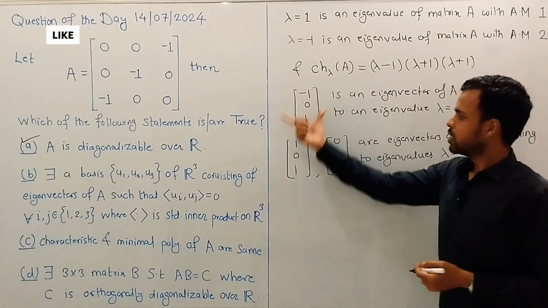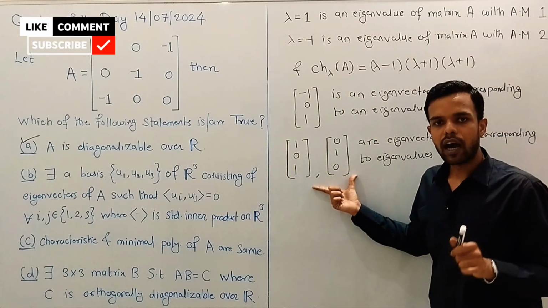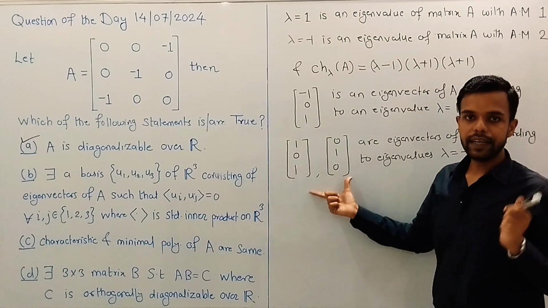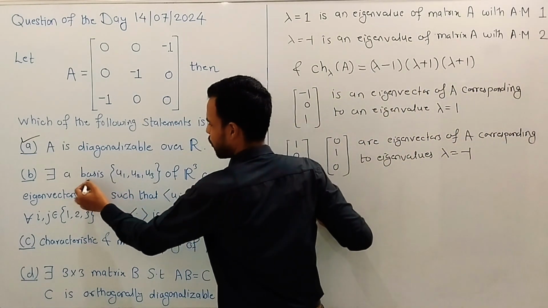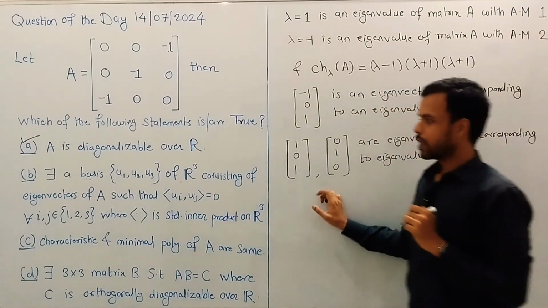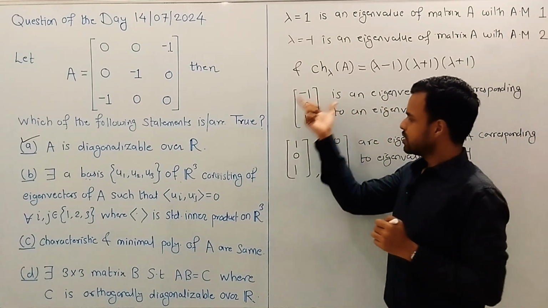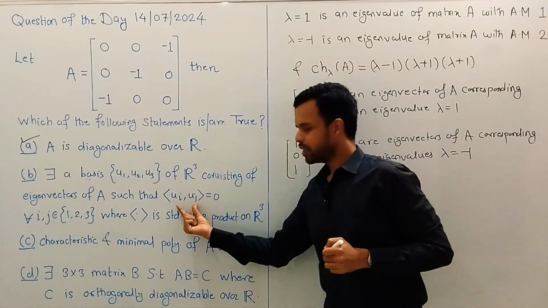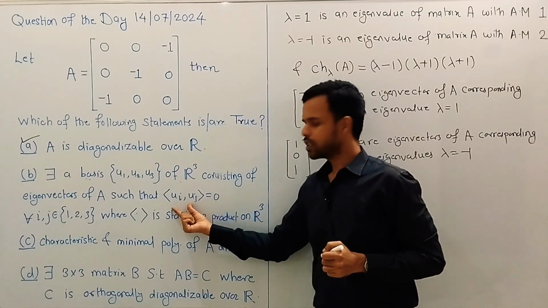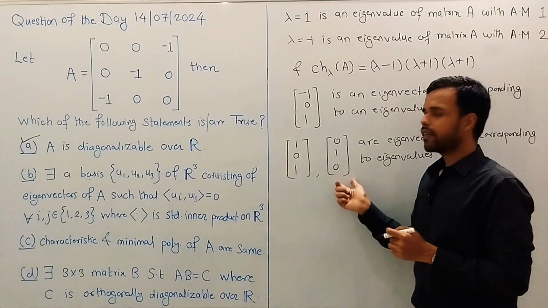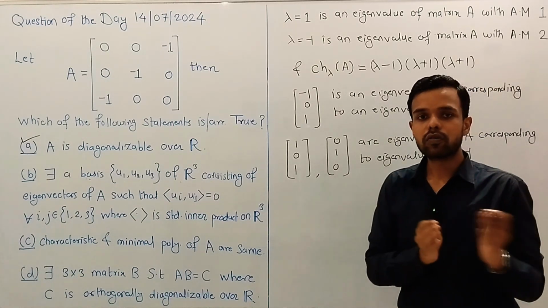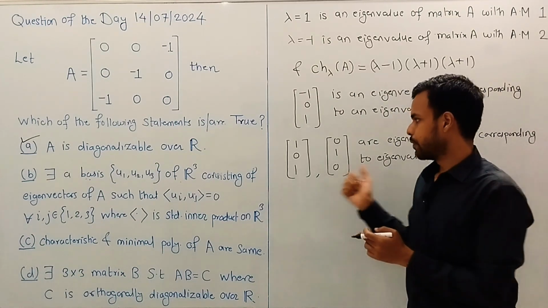Now, as these three vectors belong to R3 and they are linearly independent, they form a basis for R3. Now, do these three vectors satisfy this condition? What is this condition about? This condition says that these three vectors are orthogonal to each other. Let's verify.